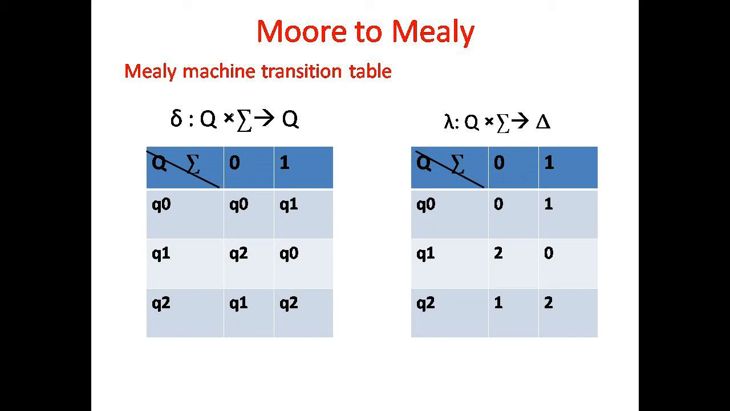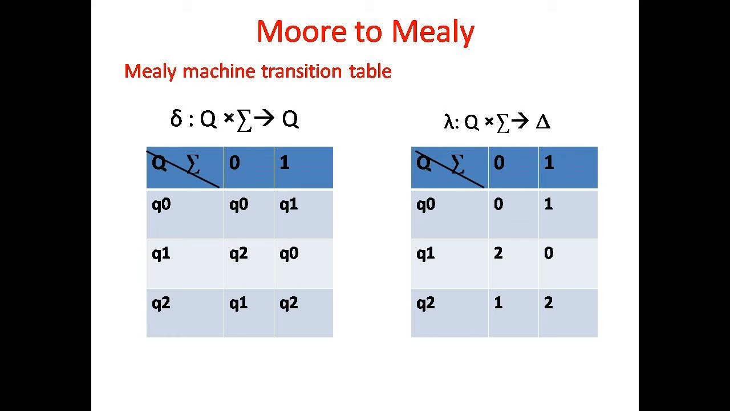By using this lambda dash function, we can construct the new lambda machine function table, that is, lambda of Q cross sigma produces the output alphabet delta. The state function is the same as in the Moore machine. In the Mealy machine, only the lambda function table changes. The lambda function table is Q cross sigma, and it produces the output symbol.